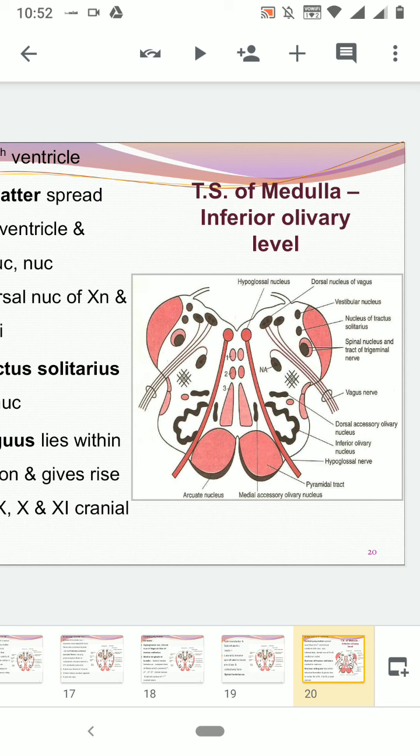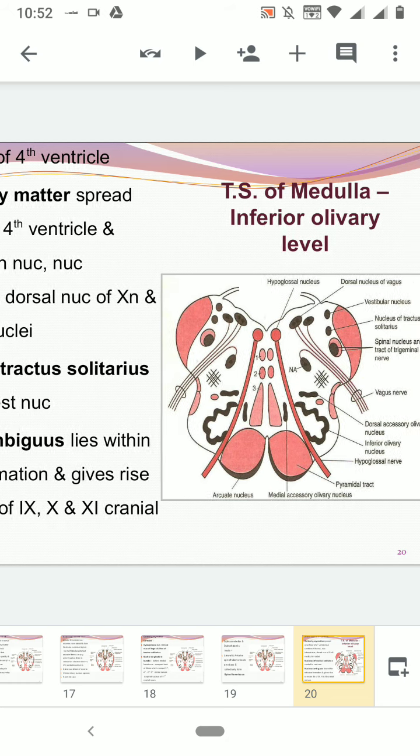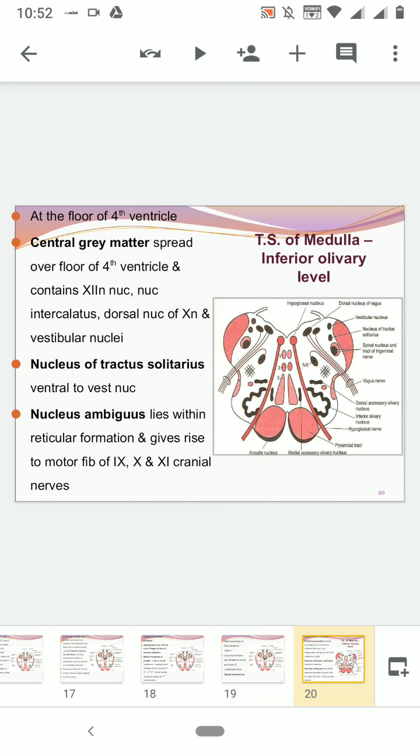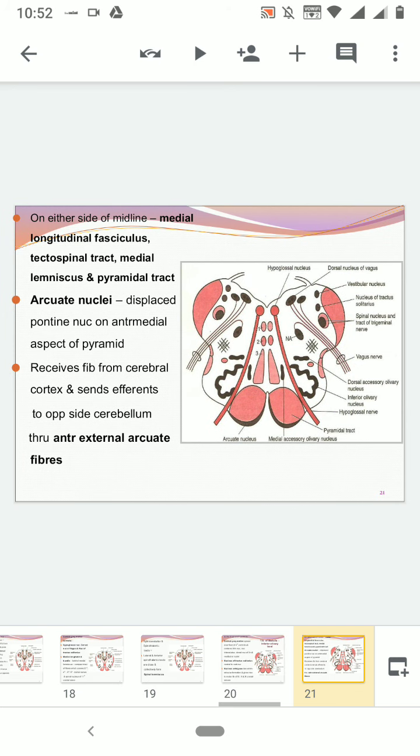Again, I have told you that the trigeminal nerve is the 5th cranial nerve. Though it arises from the pons, it has nuclei all over. It has different nuclei all over the brain stem. Okay, so let's go to the next slide for more clarification.